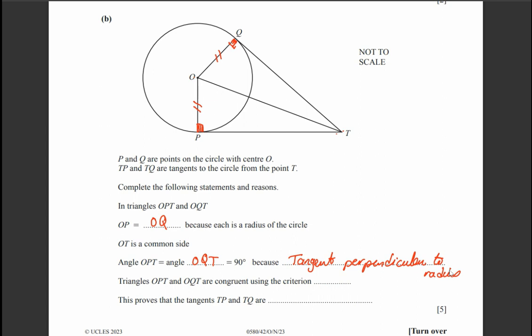Then triangles OBT and OQT are congruent using which criteria did you use here? We have here a right angle, a side, and the hypotenuse. So we have R, H for the hypotenuse, and S, so it will be RHS. This proves that the tangents TB and TQ, these two are equal, of course.